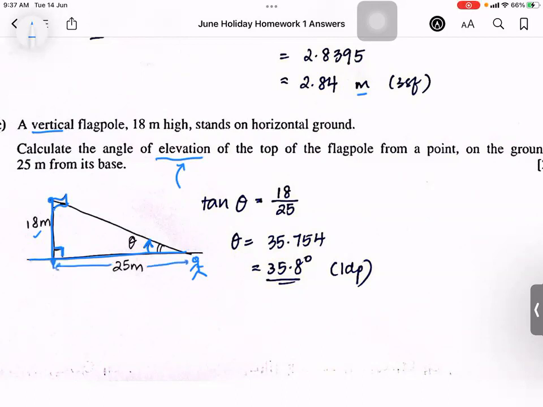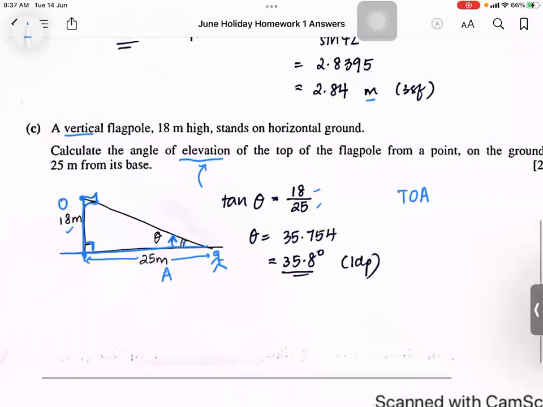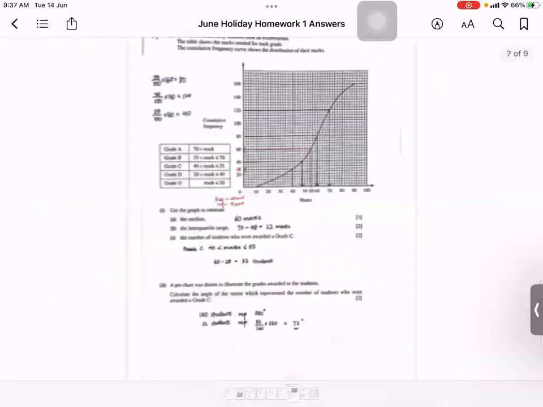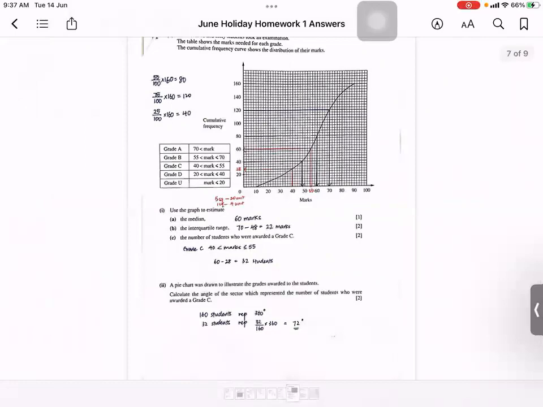The angle of elevation, look up. So in this case, this is my opposite. This one touches my angle, so this is adjacent. TOA. O over A. Then inverse, you get your answer, degree 1 decimal place. Any questions? Next question over here. All right.